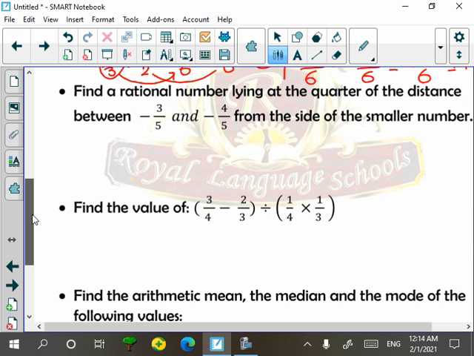Find a rational number lying at a quarter of the distance between negative 3 over 5 and negative 4 over 5, from the side of the smaller number. Okay, how can we solve it? Firstly, negative 3 over 5 is the greater, and negative 4 over 5 is the smaller.